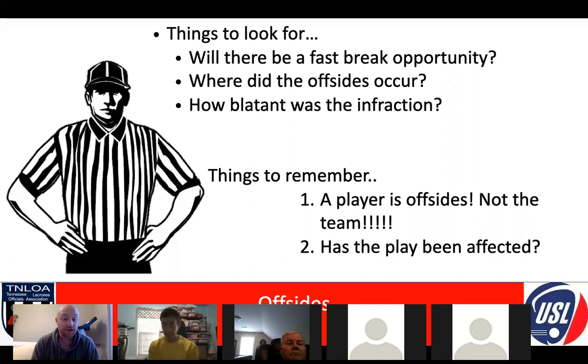If the offsides occurred on the opposite side of the field. Remember last time, like 2 days ago. If the offsides occurs on the opposite side of the field from where the ball is, did it affect the play?